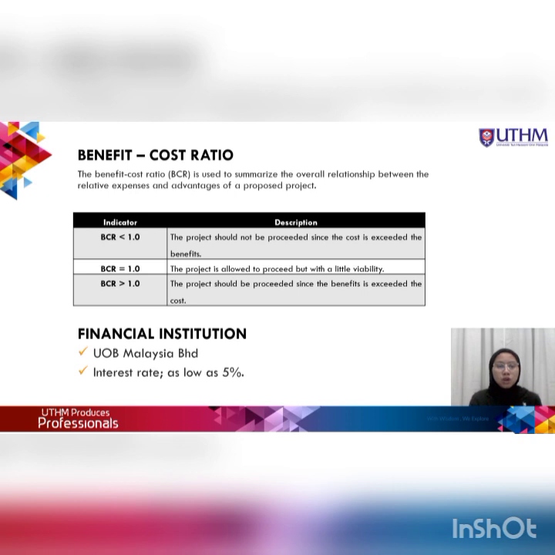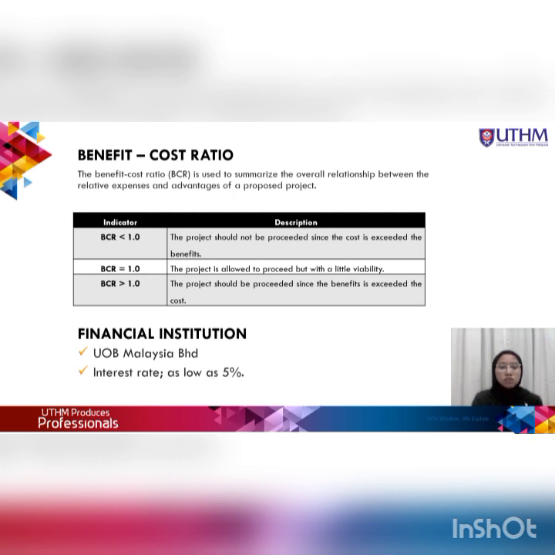Benefit cost ratio, or BCR, is used to summarize the overall relationship between the relative expenses and advantages of a proposed project. This table indicates the relationship of BCR and its viability. If the BCR is smaller than 1, the project should not proceed since the cost exceeds the benefits. If the BCR is equal to 1, the project is allowed to proceed but with little viability, and if the BCR is bigger than 1, the project should proceed since the benefits exceed the cost.